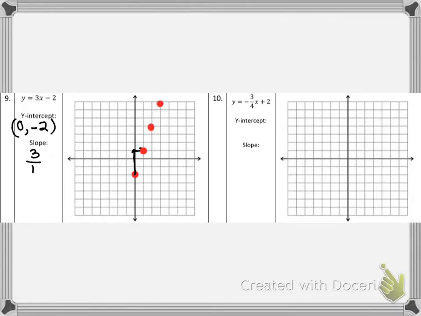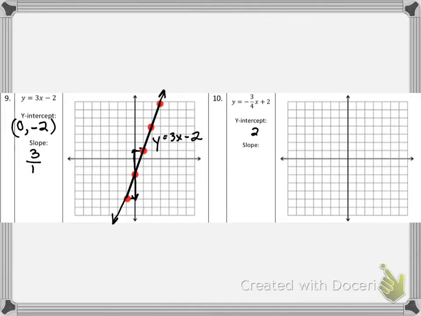If I want points on the other side of the y-intercept, I can go down and to the left, like so. Then we connect all these points with a straight line, making sure it covers the whole entire graph, drawing arrows to represent the fact that it extends infinitely in both directions, and then labeling the line. Let's do this last example.